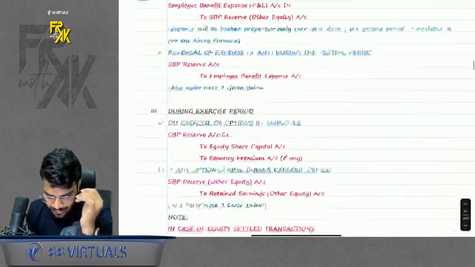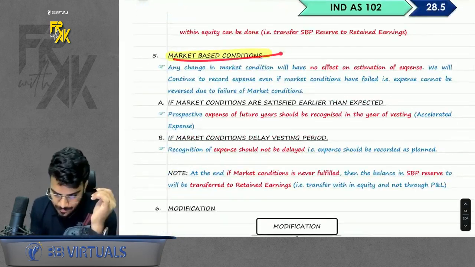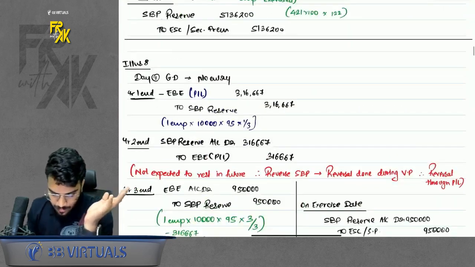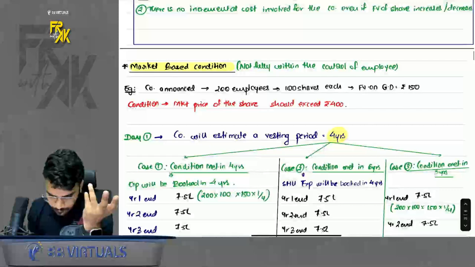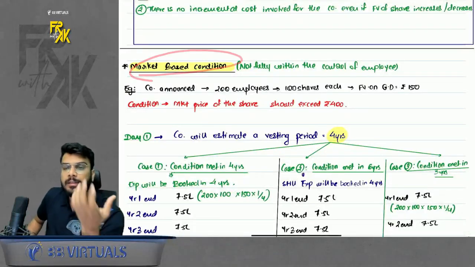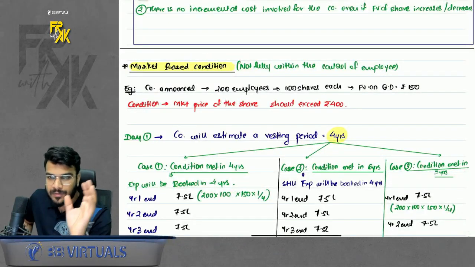Now we will move on towards the next concept, and that is market-based condition. Now what is the meaning of market-based condition? Remember I told you, in a market-based condition, the condition being met is not within the control of the employee. So how to solve this?